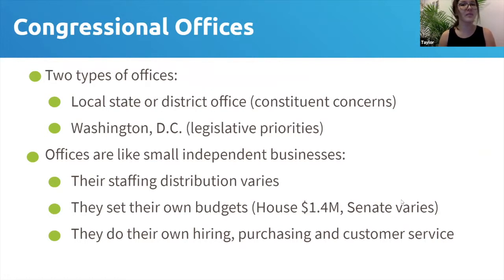So it's just like a business. They have to hire staff, they have to purchase equipment like computers, they have to have furniture for their offices, they have to provide services to their customers, which are their constituents and you guys.